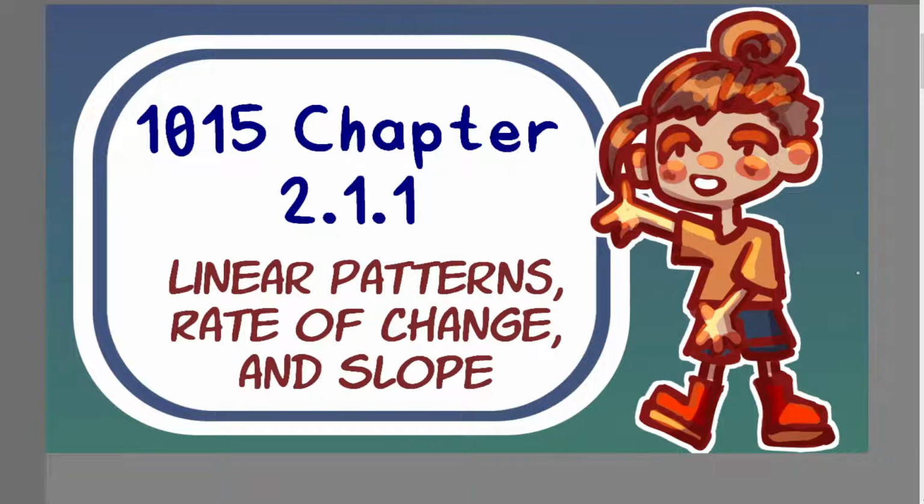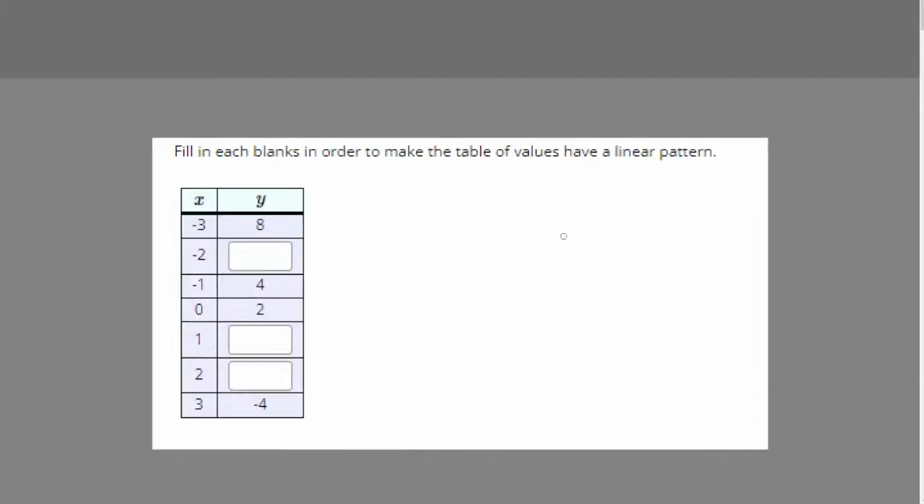Hi, so in this video I'm going to go over 10.15 chapter 2.1.1 linear patterns, rates of change, and slope. So let's just hop right into it. There's quite a few examples in this video.